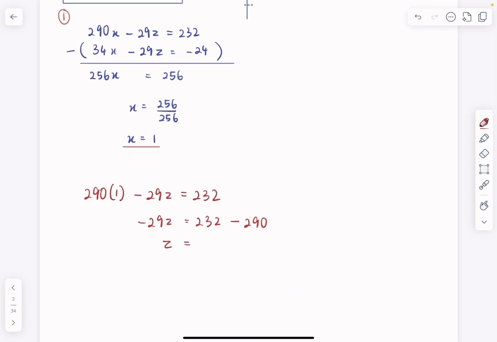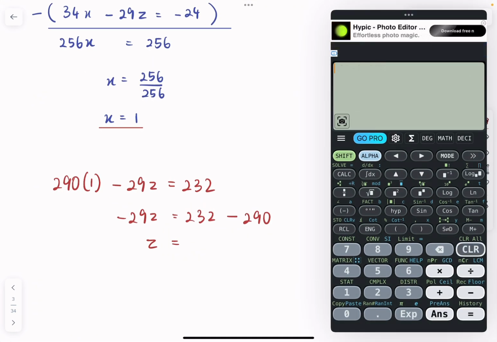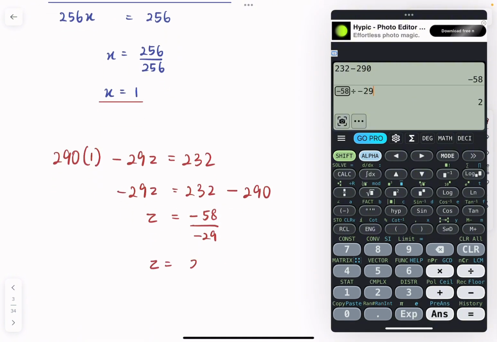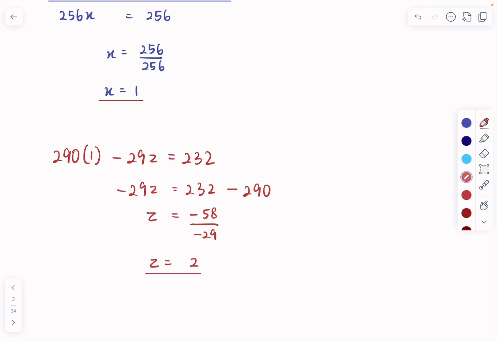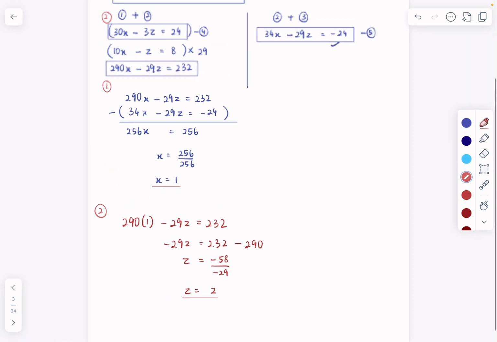So here z will equal 232 minus 290, which is negative 58 over negative 29. So z will equal 2. Okay, so what I did here was I minus this and then this one I brought to divide lah. So we get z equals 2. We solved 2 already, x and z. Now we need to find y.